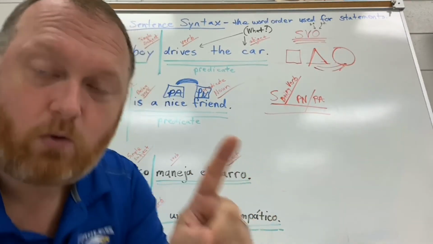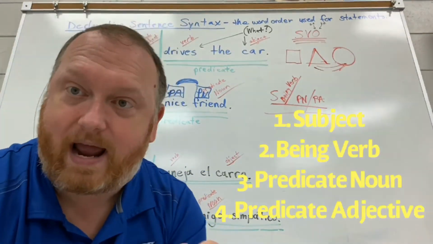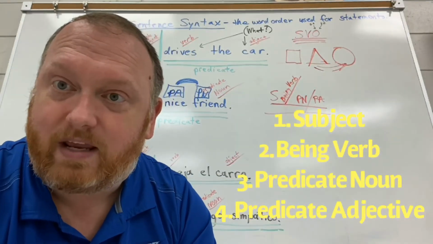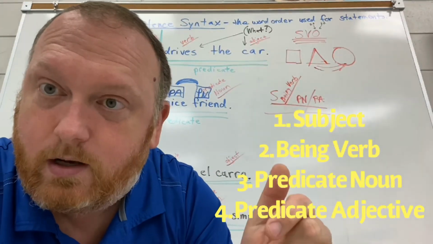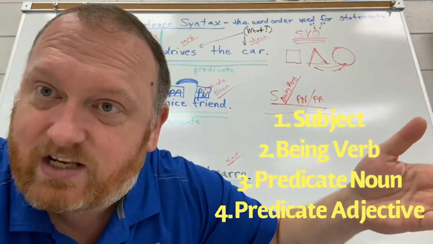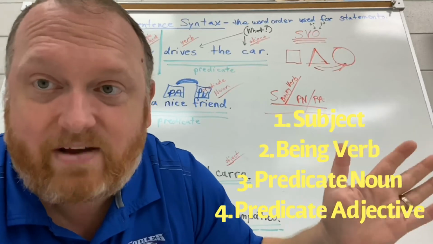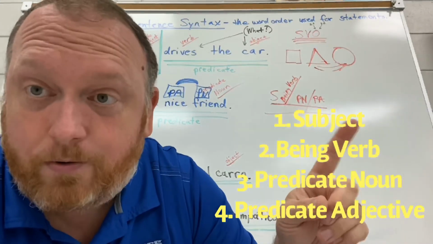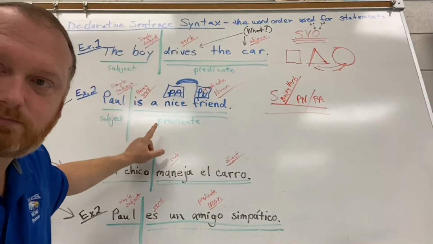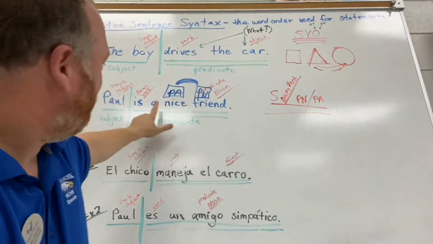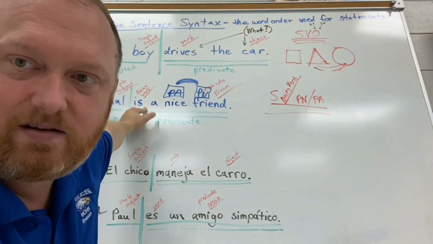So listen, in a sentence that has a being verb like is, for example, you're going to have a subject, and then you're going to have the verb is, or am, is, are, was, were, be, being, been, one of those. And then what's next? What's next in the syntax? Not an object, no. You got to have an action verb for that. Predicate noun, predicate adjective. That's what's next. Okay, look.